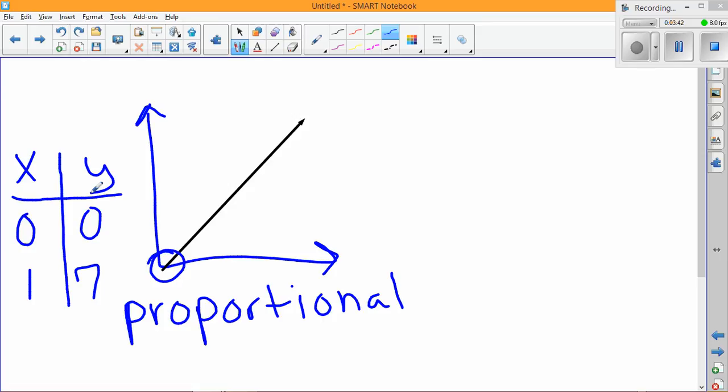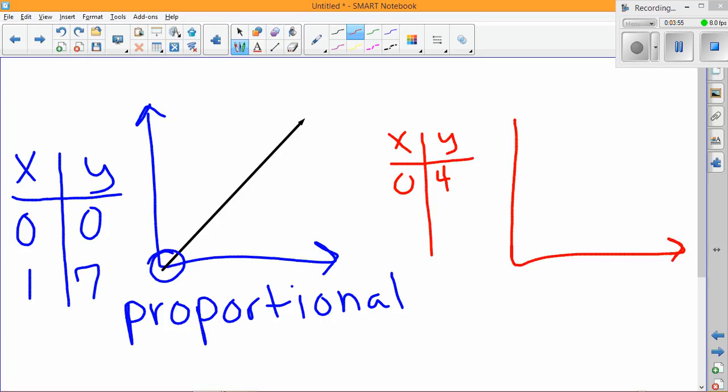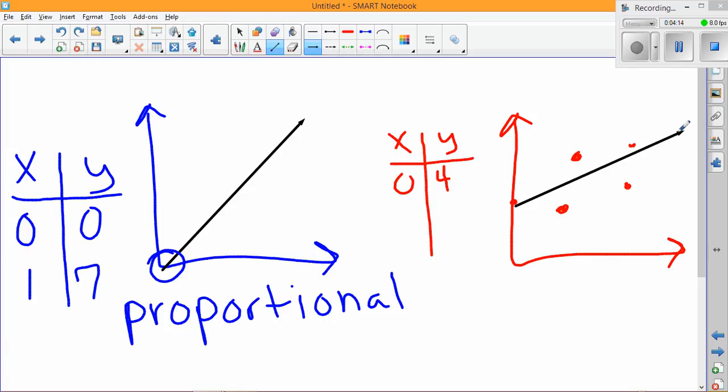So if I have a non-proportional graph, it may not start at 0, 0. It might start at 0, 4. That is not proportional because there's nothing I can multiply by 0 to give me 4. So I might have a point here, a point here. This is not a straight line. The points are all over. So if I were to try to draw a straight line, you can see it wouldn't touch the points.